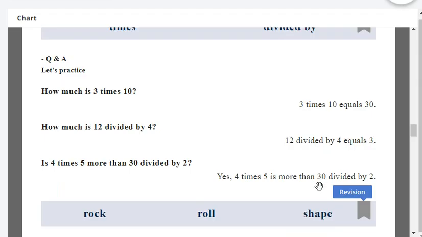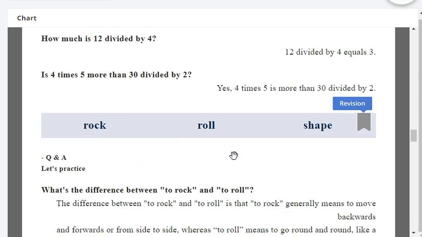How much is 3 times 10? 3 times 10 equals 30. How much is 12 divided by 4? 12 divided by 4 equals 3. Okay, is 4 times 5 more than 30 divided by 2? Yes, 4 times 5 is more than 30 divided by 2. Very good.